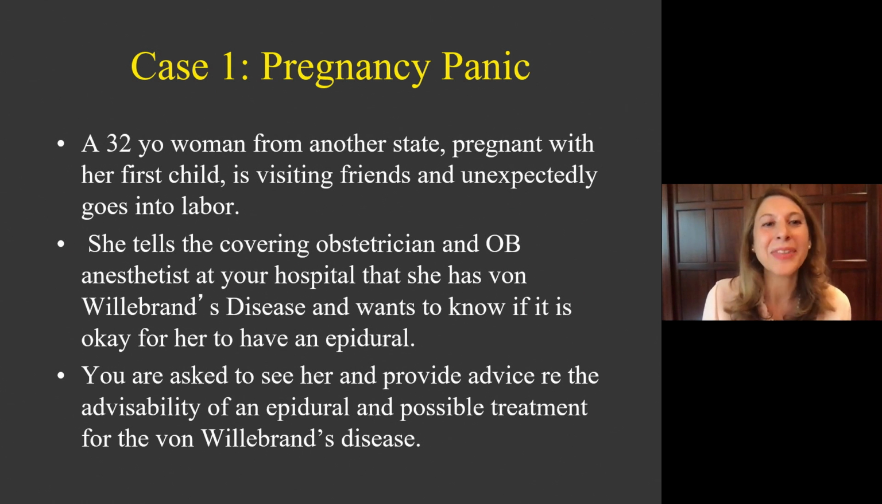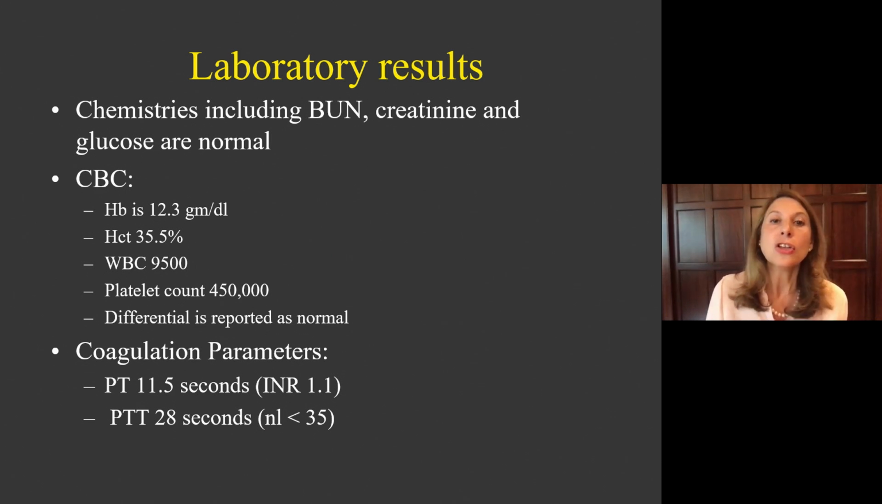So the first case is a 32-year-old woman visiting us from another state. She's pregnant with her first child, visiting friends, and unexpectedly goes into labor. She tells the covering team that she has von Willebrand's disease, and she hadn't had a chance to talk to her doctor about this, but she wants to make sure that she can get an epidural. You are asked to see her and provide advice regarding the advisability of an epidural and whether or not she needs any treatment for von Willebrand's disease in pregnancy now. Next slide. Let's start out by looking at some laboratory values for her.